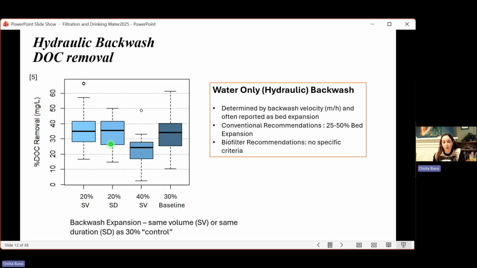The main point here was that we could decrease the expansion and save on some water for cleaning and still have no impact on the DOC. But when we increased the bed expansion, which is an increase in the force on the bed, so it gets more agitated, we did see a noticeable drop in the DOC removal. It went from around 35 as a median down to around 25 as a median value. So it shows us that how you backwash your biofilter does matter, and it's something that should be looked at a little bit more.